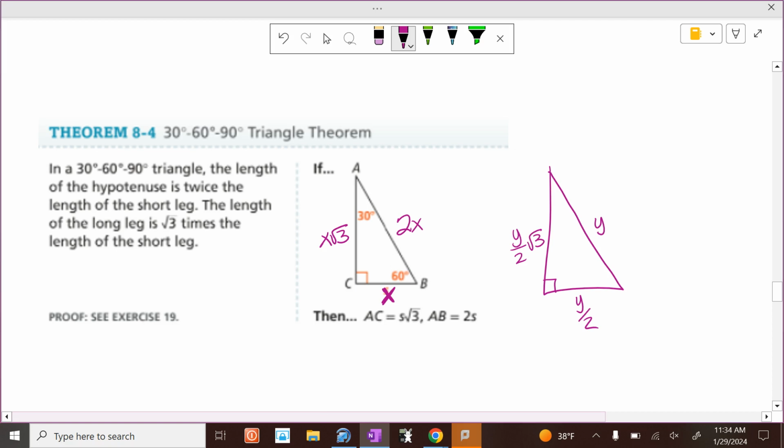If you're given the short leg, it's easy. Just multiply by square root of 3, multiply by 2. If you don't have it, you have to get to here. So if you have the hypotenuse, you divide, and then you multiply. If you have the long leg, let's call that z, to get to the short leg, you divide by the square root of 3, and then you take that times 2. So, always find the short leg first.